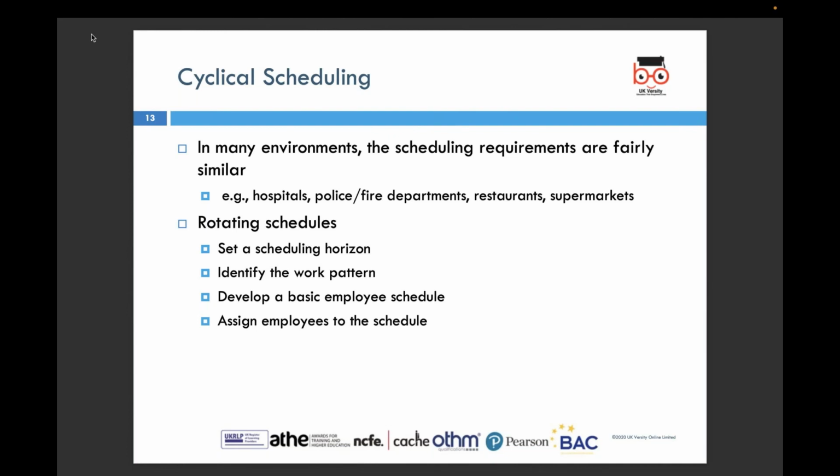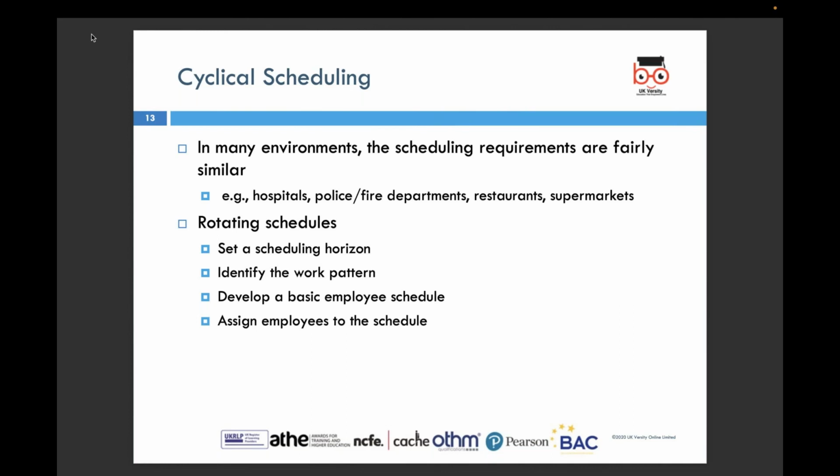Rotating schedule: set a scheduling horizon and identify the work pattern, develop a basic employee schedule, assign employees to the schedule. So first, set a schedule horizon. The first step in cyclical scheduling is establishing a schedule horizon. This horizon defines the duration for which the schedule will be created, and it could be a week, a month, or any other relevant time frame based on the specific industry needs.